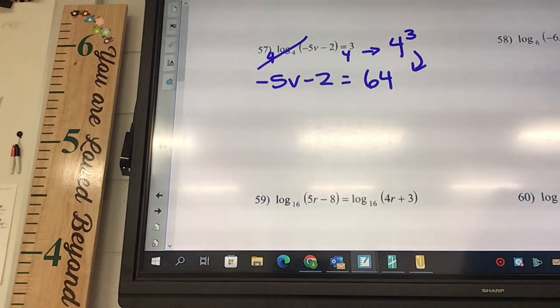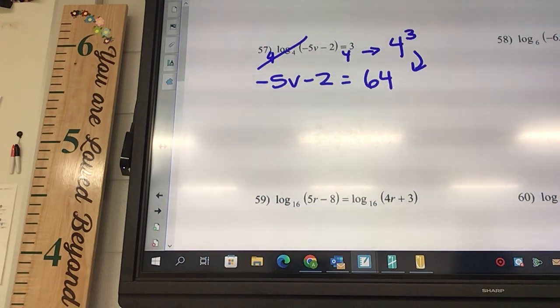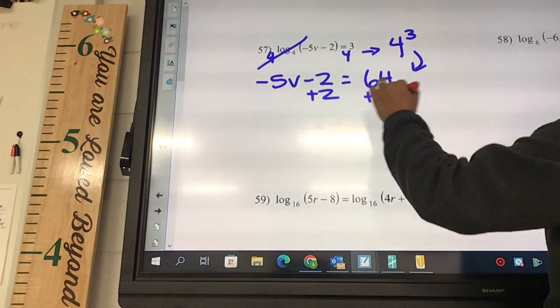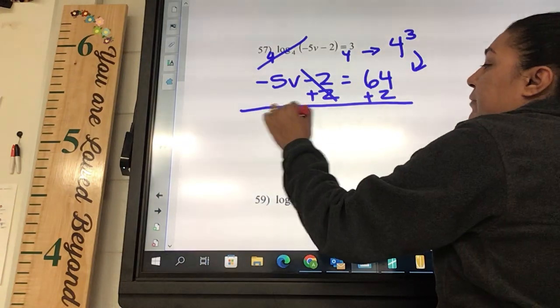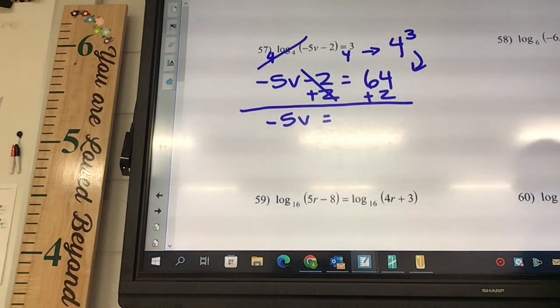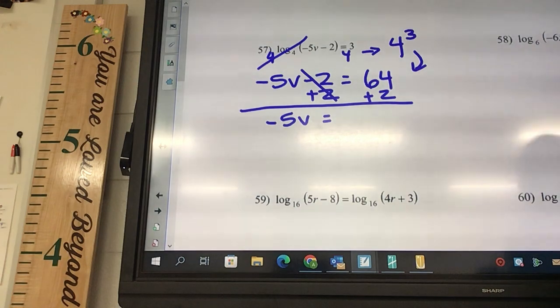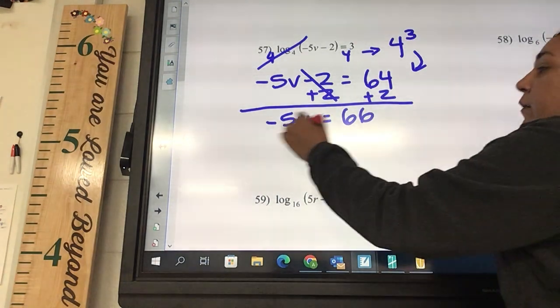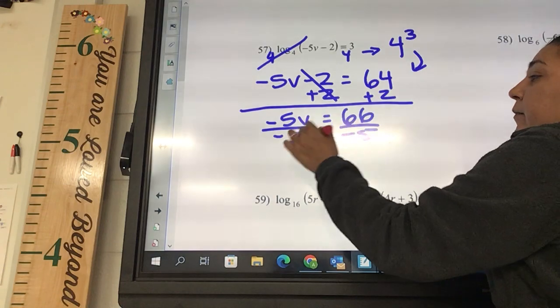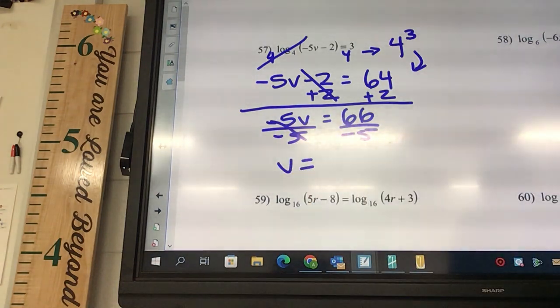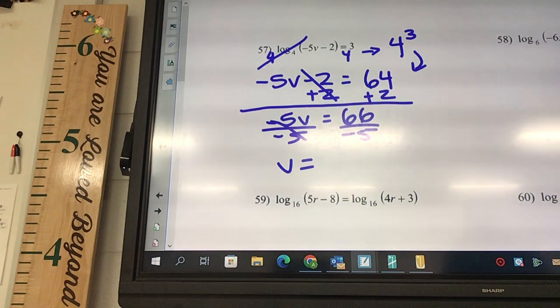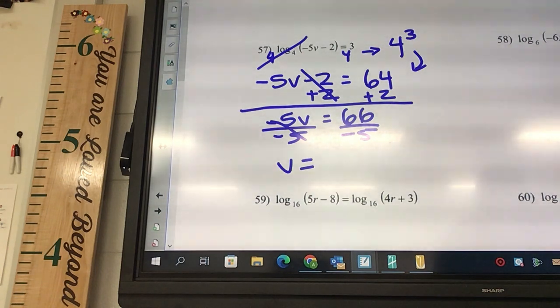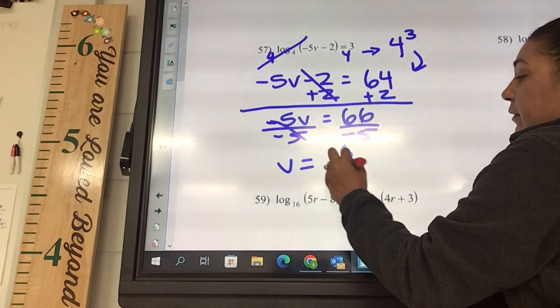Okay, and now what? What needs moved first? We're solving for b. The 2. So we're going to say plus 2, plus 2. So I got -5b equals what? 66. Good. Then what? Divide by -5. What is 66 divided by -5? 66 over -5. Okay, it doesn't change. Sometimes it will. In this case, it didn't.